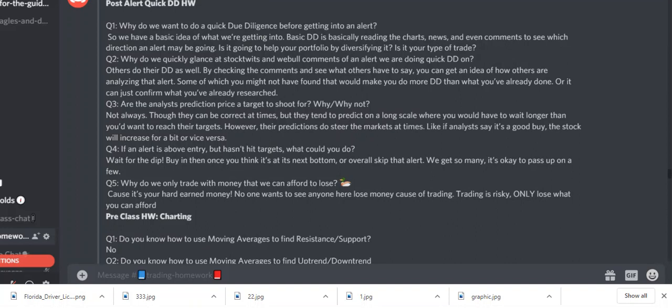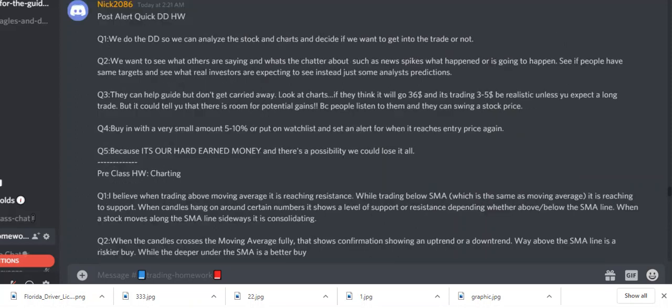Why do we only trade with money that you can afford to lose? Because it's your hard-earned money. No one wants to see anyone here lose money because of trading. Trading is risky. Only lose what you can afford.